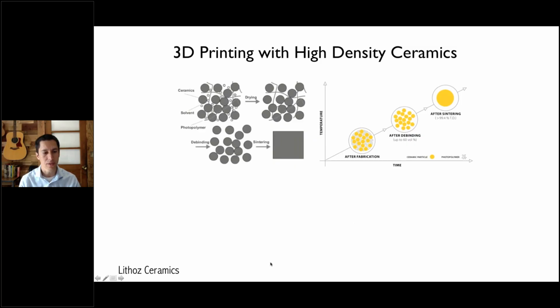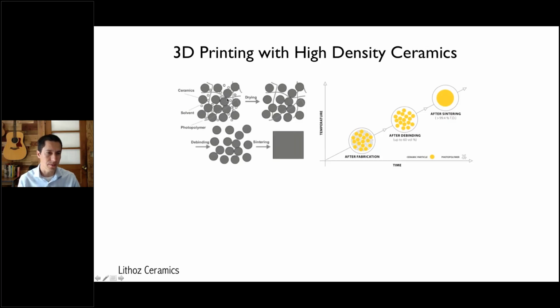So this is a technology that we've partnered up to use with Lithoz Ceramics. It's a company from Switzerland. And the process that they use actually takes advantage of the same principle of using light to photocure things in place, but they use a combination of ceramics and a photopolymer, which is what you see here in the top left corner.